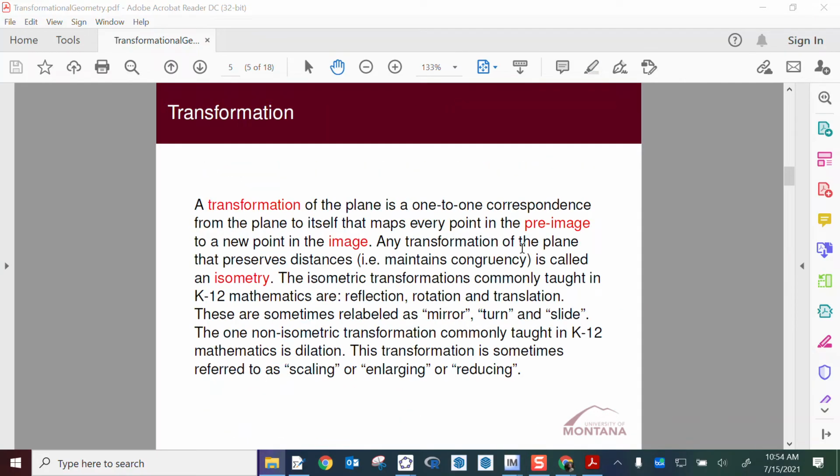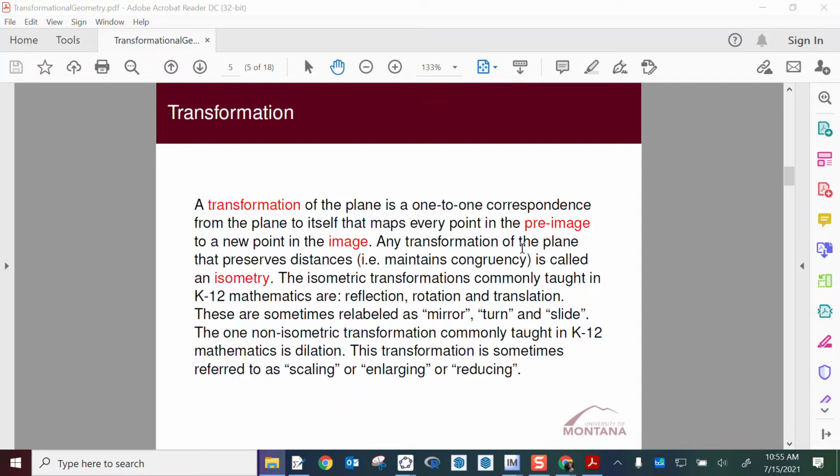So transformation, technically, let's define it. It's a transformation of the plane, a one-to-one correspondence from the plane to itself that maps every point in the pre-image to a new point in the image. So any transformation of the plane that preserves distances, that is, maintains congruency, is called an isometry. Iso meaning same, metry meaning measure. So the isometric transformations commonly taught in K-12 mathematics are reflection, rotation, and translation.